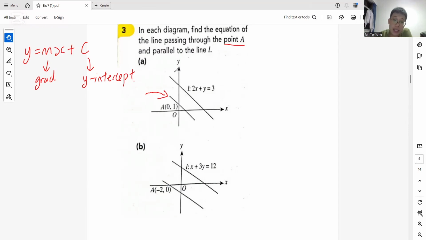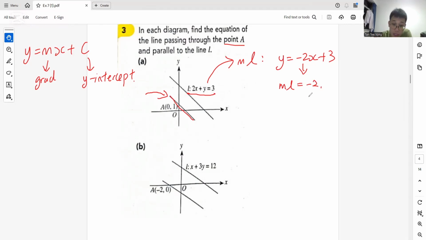Since this line L is parallel to this line, that means the gradient is the same. So what is the gradient of this line L? How do I find it? I rearrange the equation of line L. So y equals -2x plus 3. So I can say the gradient of line L is equal to -2.